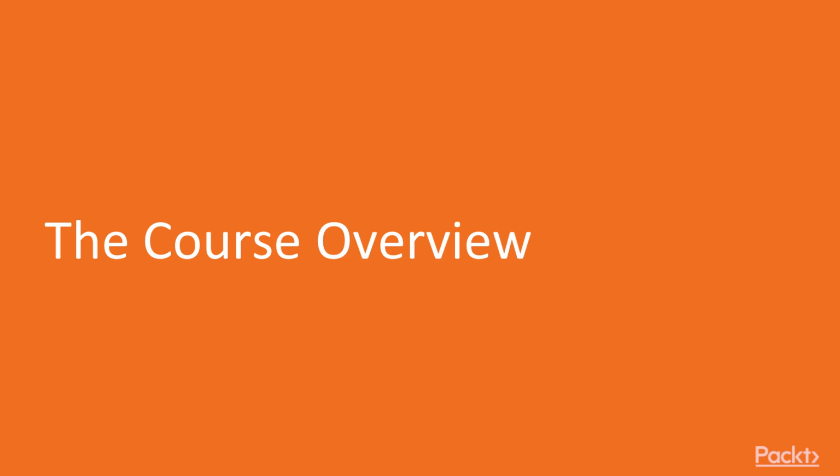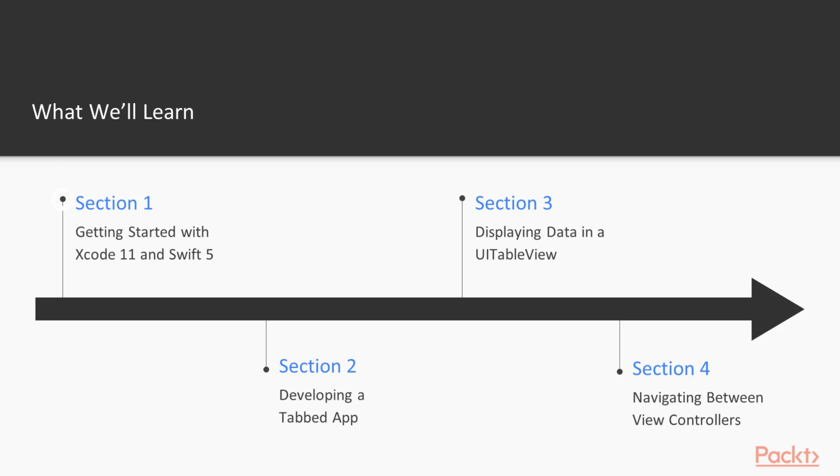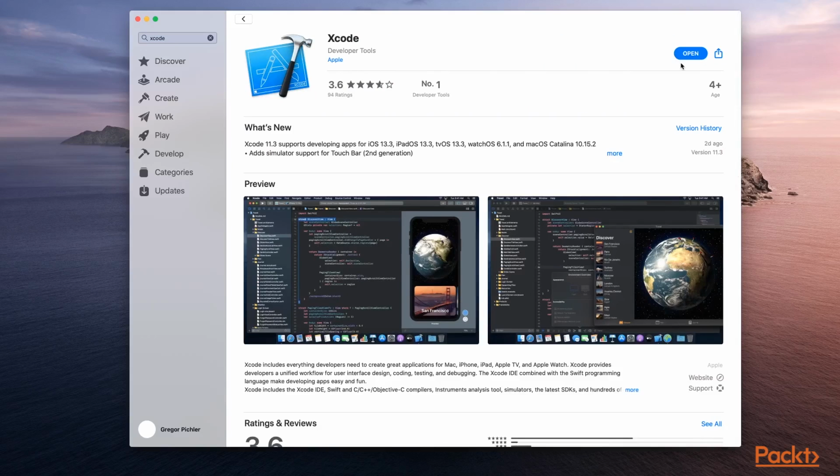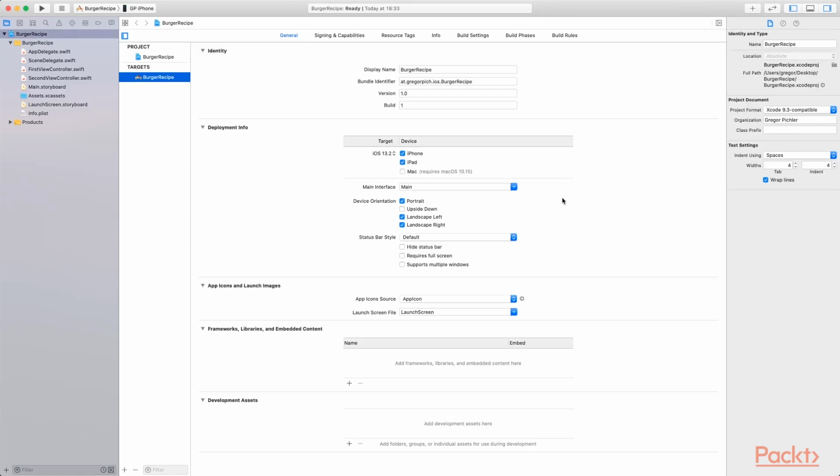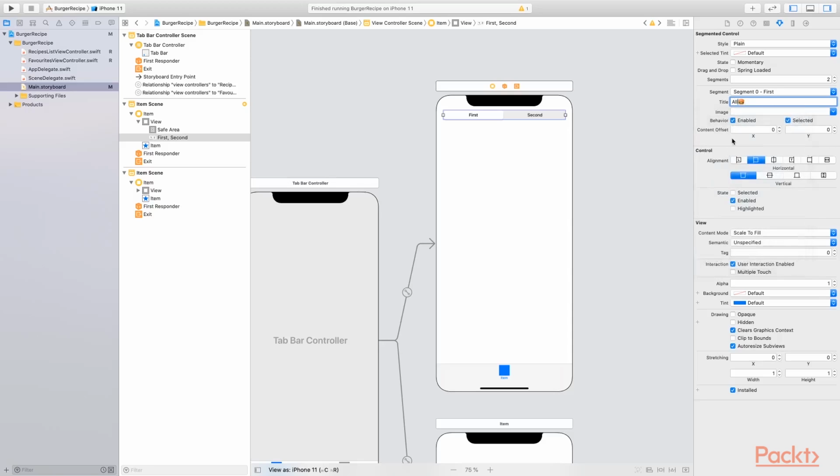Now for the course overview. In section 1, we are getting started with the tool Xcode 11 and we're making ourselves familiar with the Swift programming language. In section 2, we will set up the project and are going to develop a tab-based app. We will also design our user interface in the user interface builder.